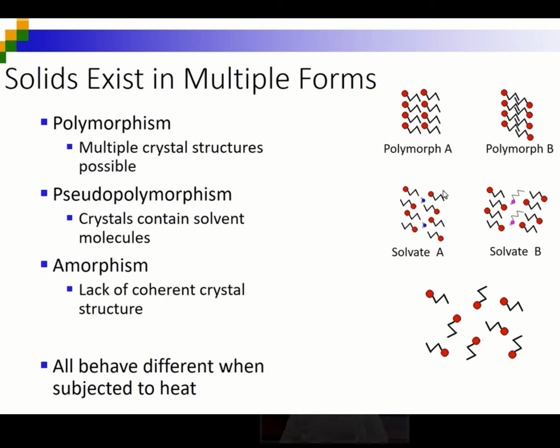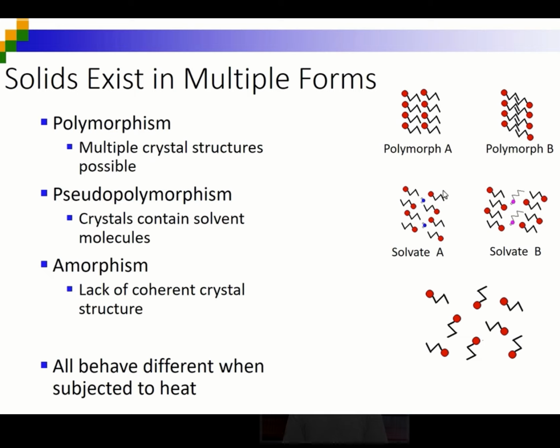Depending on which state we are in, whether we're in polymorph A, polymorph B, solvate A, solvate B, or whether we are amorphic, we're going to have very, very different properties. And not only are we going to have different properties, but they're going to behave differently when we subject those solids to heat. And so depending on how they behave, we can gain some information about which form we are in. So let's talk a little bit more about polymorphisms.